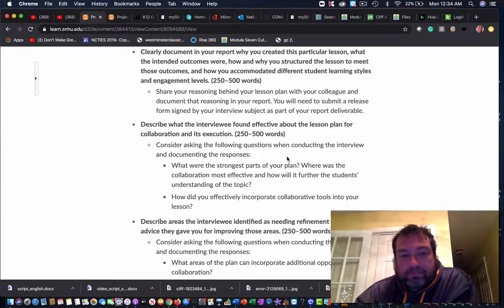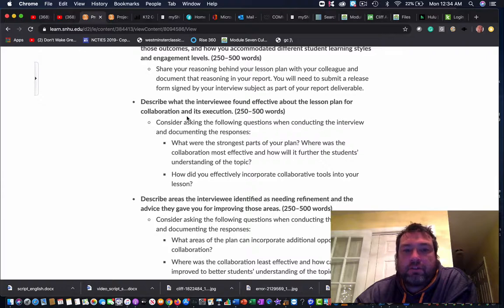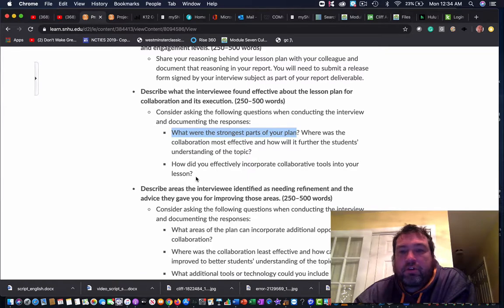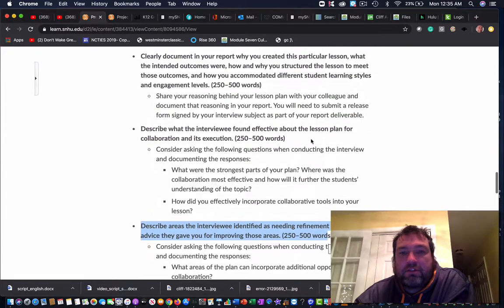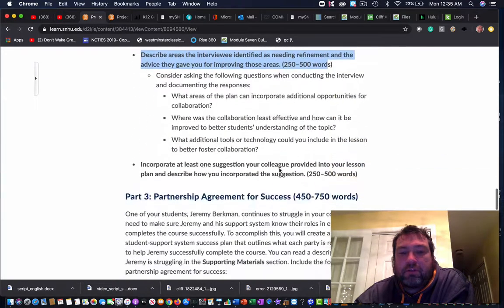You're also going to describe what the interviewee found effective about the lesson plan for collaboration and its execution. There are some questions as examples. What are the strongest parts of the plan? What was the collaboration? You want to look at those questions and come up with good questions to ask when you're conducting this interview. And then the third bullet is you want to describe areas the interviewee identified as needing refinement and the advice they gave you for improving those areas. Again, these 3 sections should all be between 250 and 500 words.